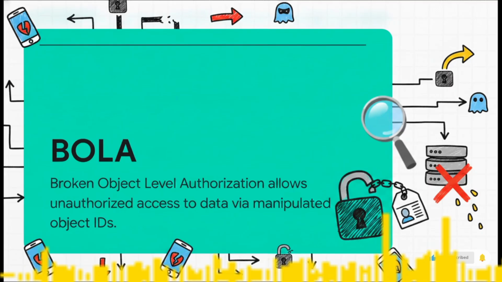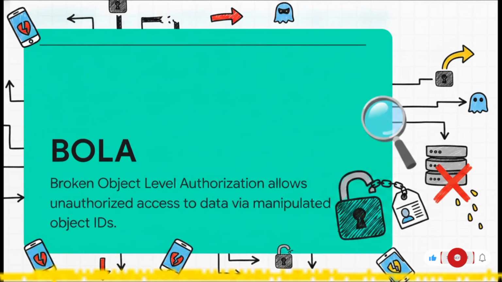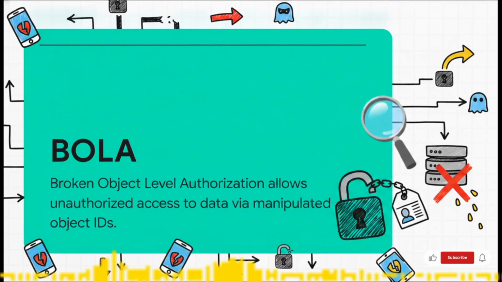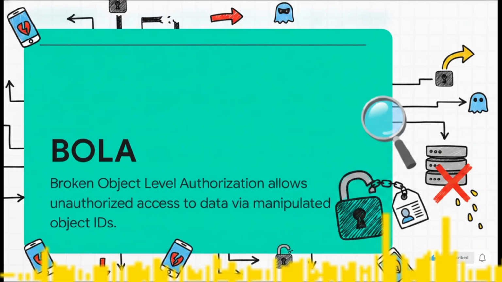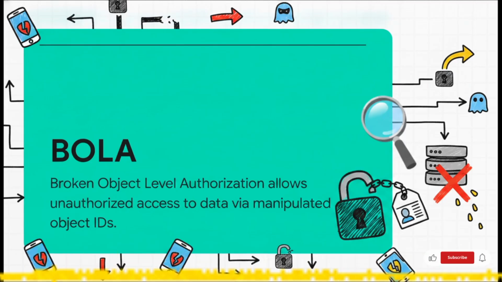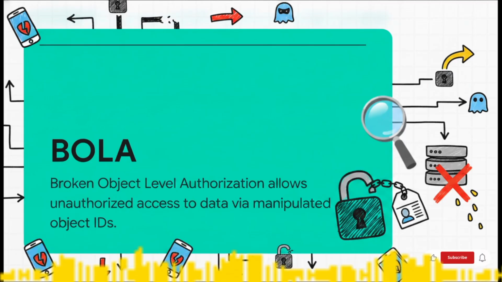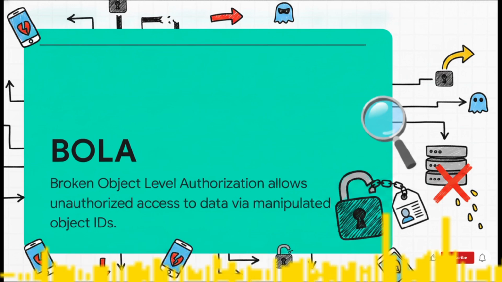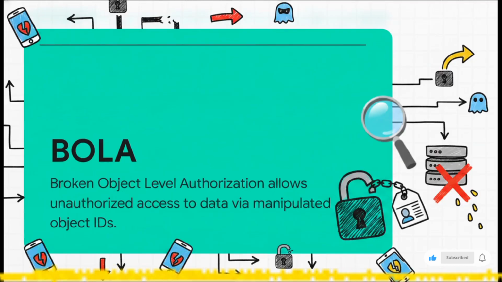Crazy, right? But this isn't some movie plot. It is a very real-world threat known as Broken Object Level Authorization, or BOLA. Today, we're breaking down exactly how this digital heist works. BOLA is currently one of the most critical API vulnerabilities out there. It basically happens because a system gets a request for a specific piece of data, an object, using an ID, but it completely drops the ball on checking if the person asking actually has the rights to see it.